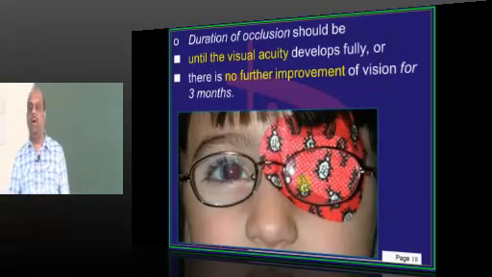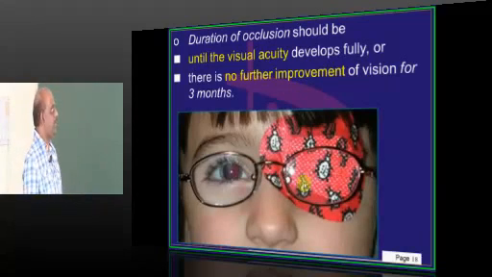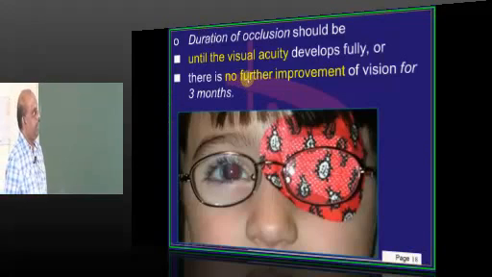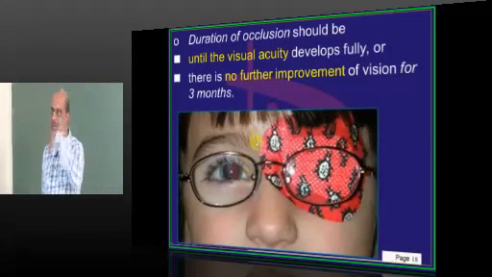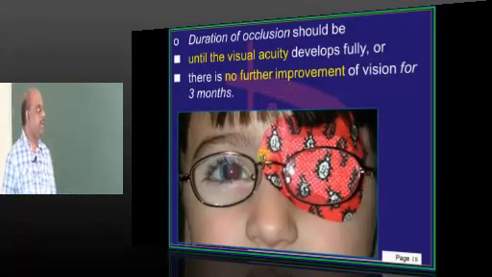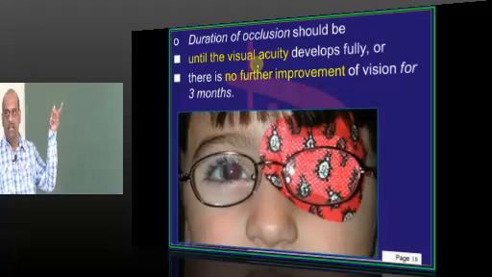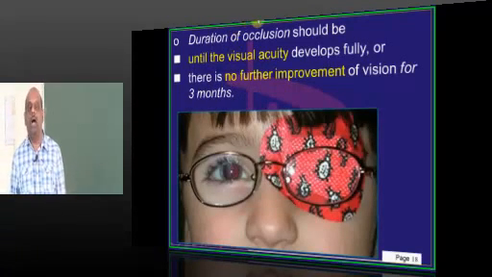Now, how long do you need to continue this treatment? Obviously, the parent will be asking you this question. Until the visual acuity develops fully. Until there is no further improvement of the vision for 3 months, you need to basically do this occlusion. If either of these two criteria is satisfied, you need to continue the occlusion.